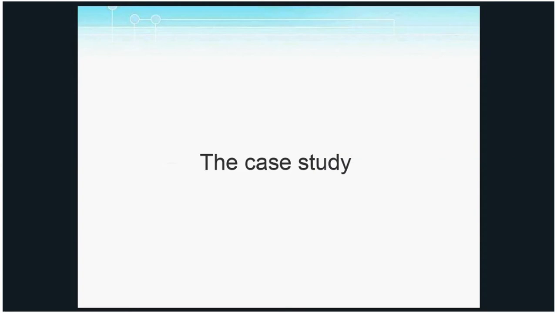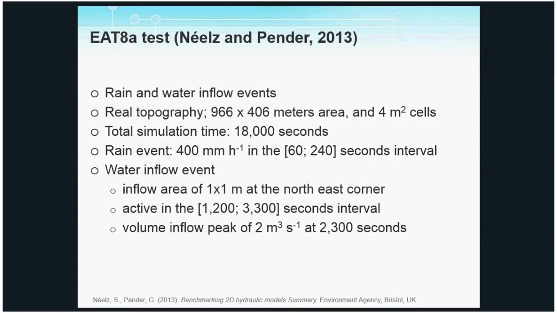Moving into the case study, we used for these preliminary tests the EA test 8A that is proposed or presented by Nelson Pender in the 2D benchmark report from the Environment Agency in the United Kingdom. It has two types of inflow events, a rain and also an inflow event that can mimic manhole surcharge or a water supply mains break. The DEM is based on real topography. It occupies an area of about 1,000 by 400 meters. And the resolution of the cells is about 4 square meters, which means it's a 2 by 2 meters square cell.